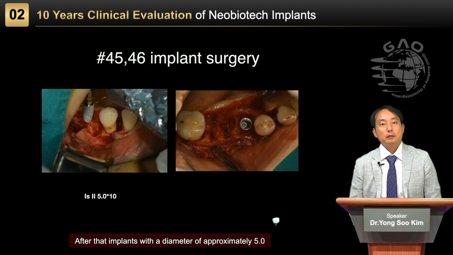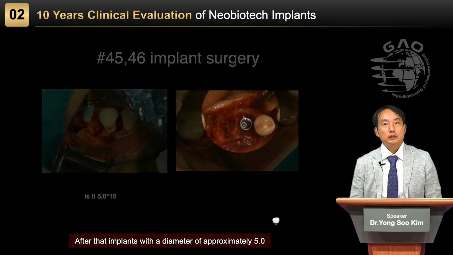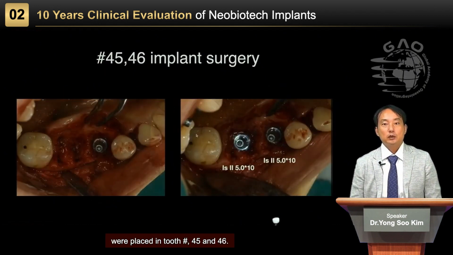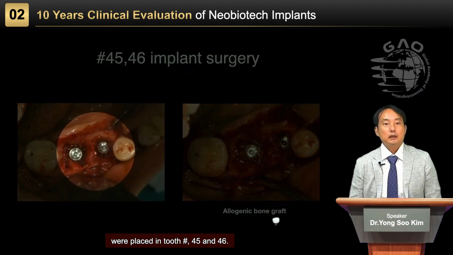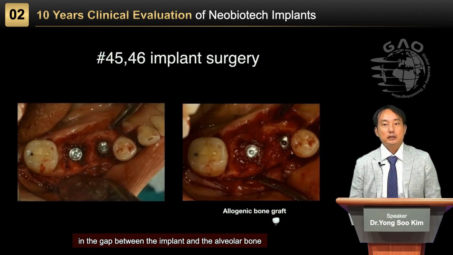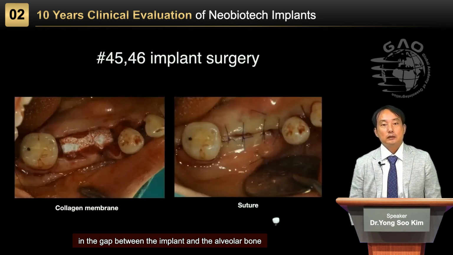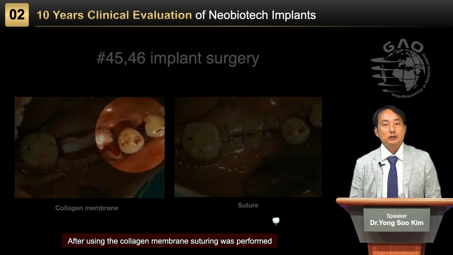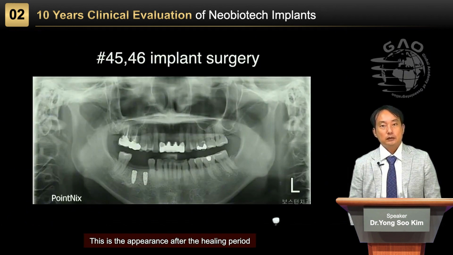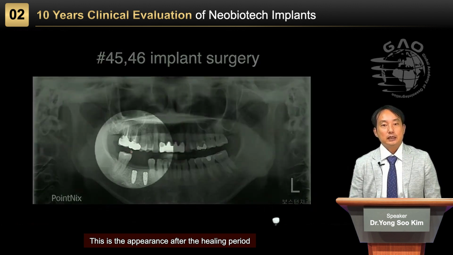After that, implants with a diameter of approximately 5.0 and a size of 10 mm were placed in both number 45 and 46. A graft using allograft bone was performed in the gap between the implant and the alveolar bone. After using the collagen membrane, suturing was performed. This is the appearance after the healing period.